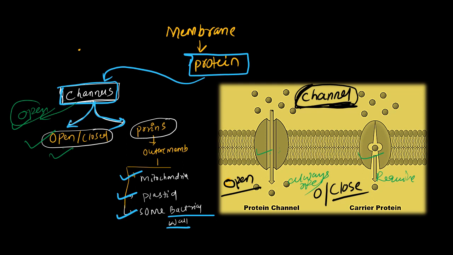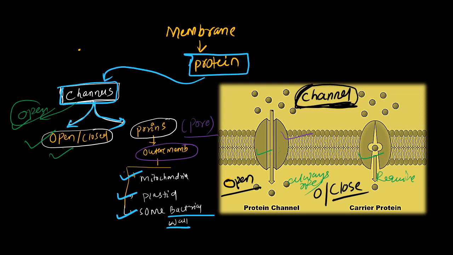So next, according to channel, another concept arises in the plasma membrane. This concept is called porins. So what is a porin? Porin means a pore-like structure. This is also a channel. A pore-like structure that is present in the outer membrane.